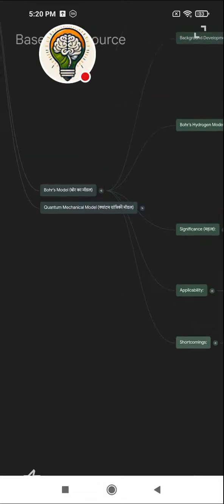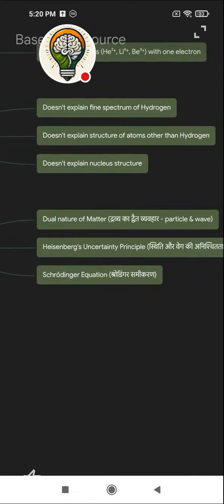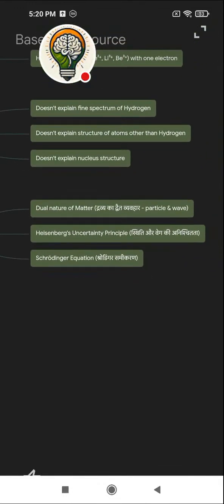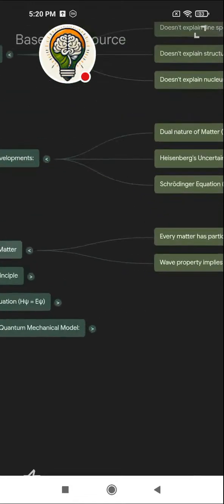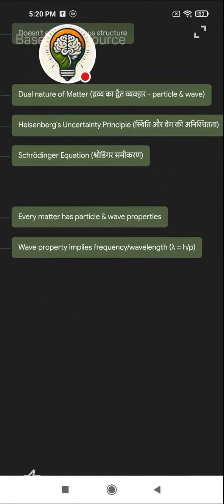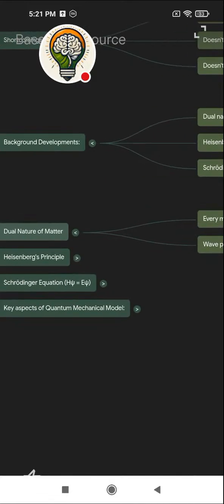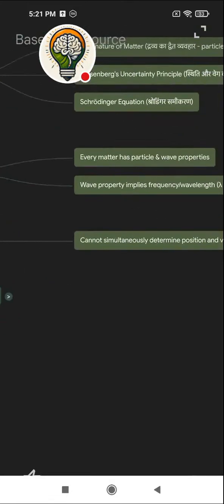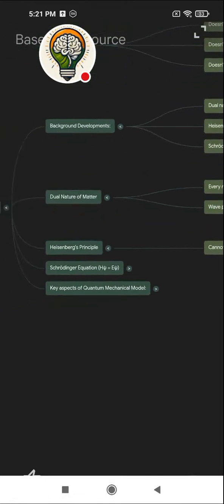Then comes the quantum mechanics model. Background: dual nature of matter, particle and wave, Heisenberg uncertainty principle, and Schrödinger equation. Then the dual nature of matter: every matter has particle and wave properties. Wave property implies frequency and wavelength, and lambda equals h by p. And Heisenberg principle: we cannot simultaneously determine the position and velocity of an electron.